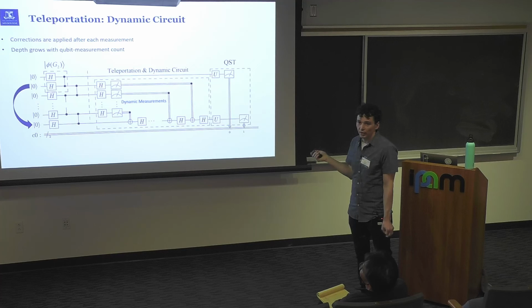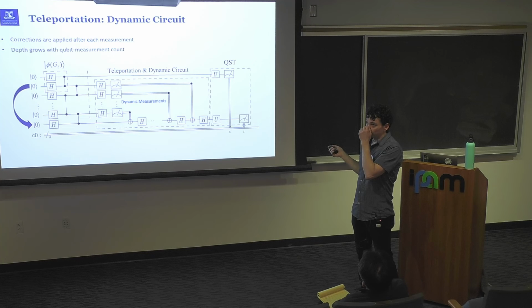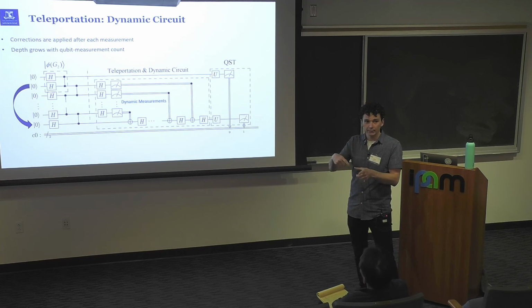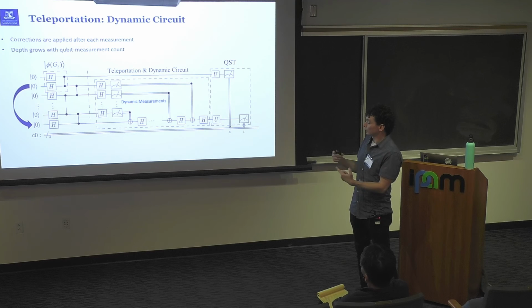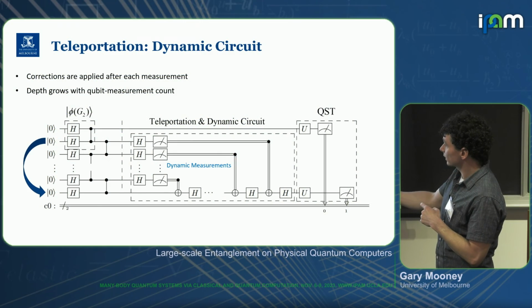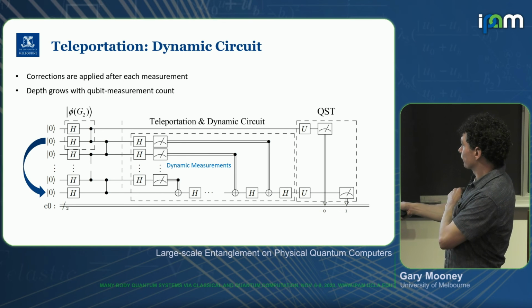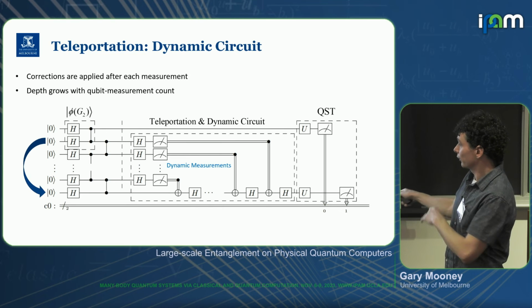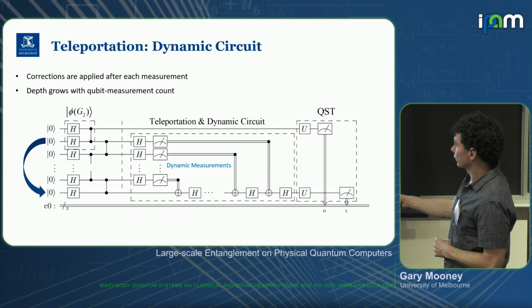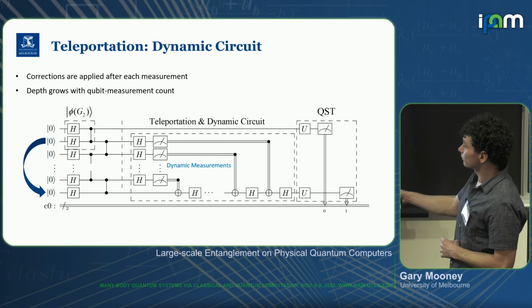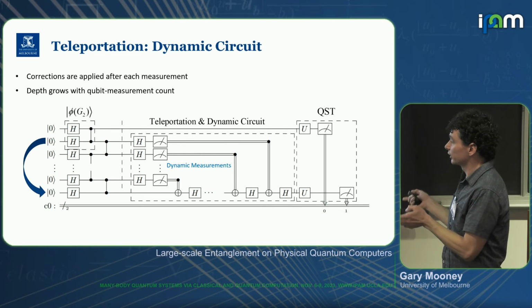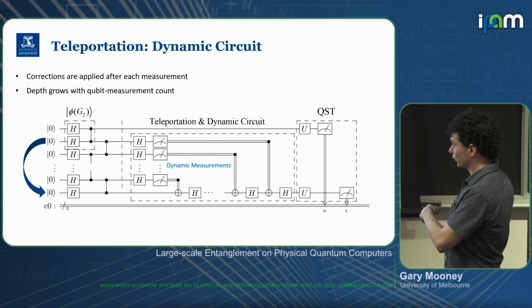IBM have these dynamical circuits where essentially they can do mid-circuit measurements and then use that in the middle of the computation to apply an actual gate to the system. And that's what's happening here. We're doing mid-circuit measurements, and then we're applying these corrections while the circuit's running. We can push all the corrections back to the very last qubit. This circuit scales linearly with the number of qubits because we can't actually do the measurements in parallel and correct them all at the moment.